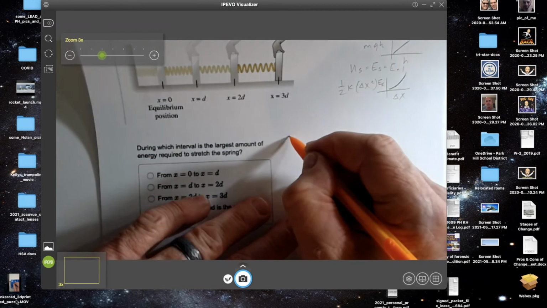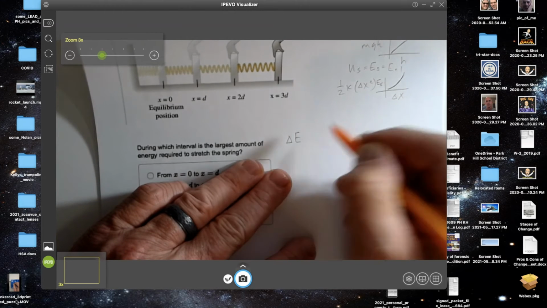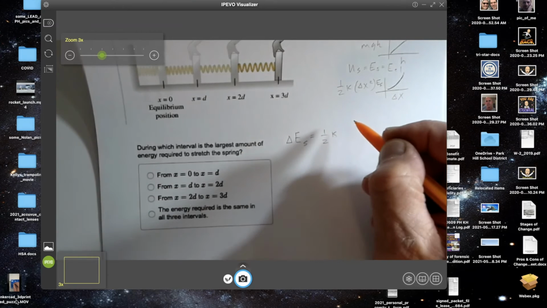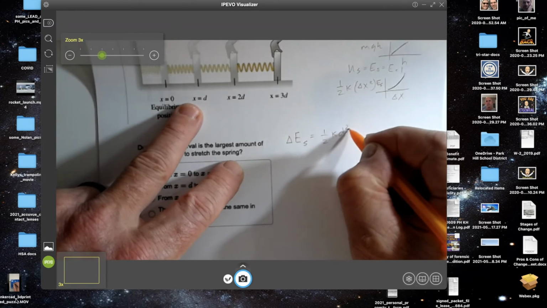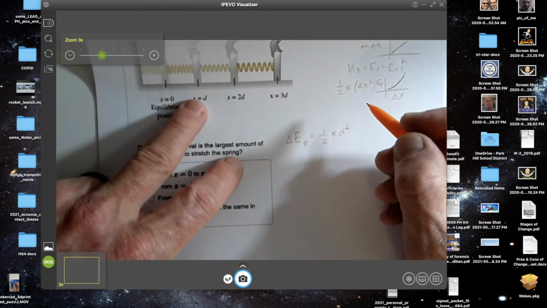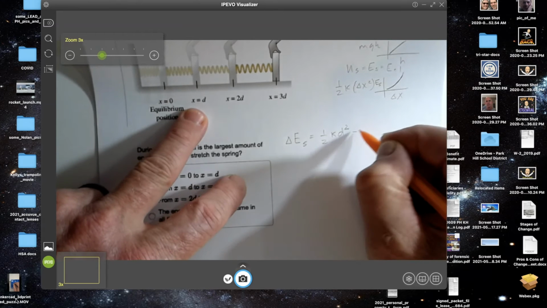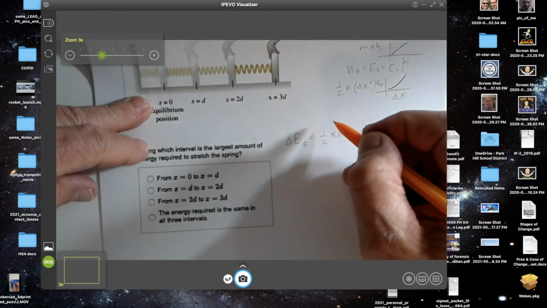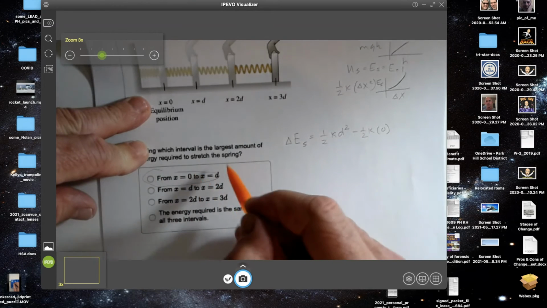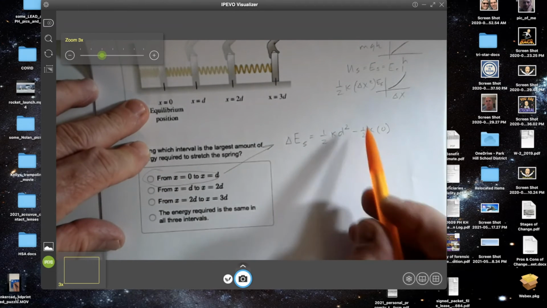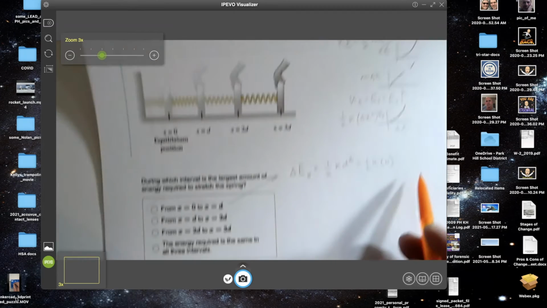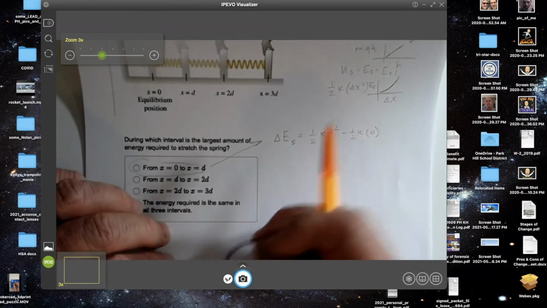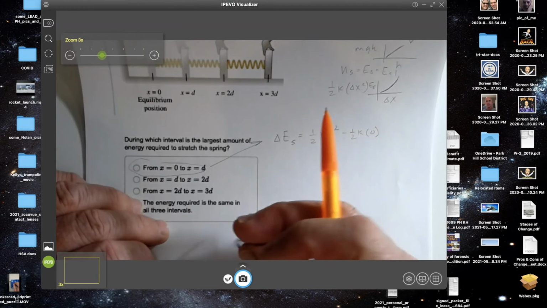So what we can say is the change of this spring energy would be 1/2 k times d squared, or Δx d, minus 1/2 k times 0. That would represent the first interval, this first one right here. Remember what the k value is. It's called a spring constant. It basically is a constant for that sort of material, or for that spring or rubber band.